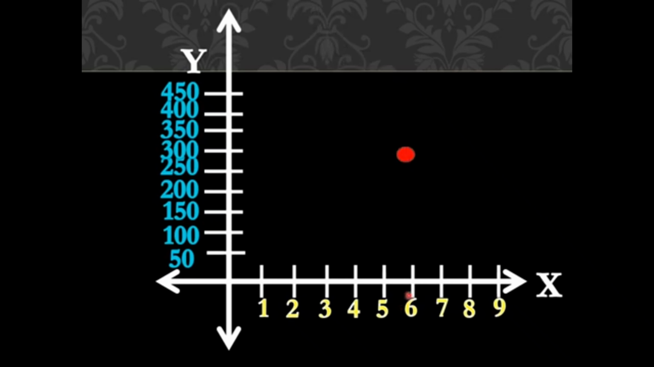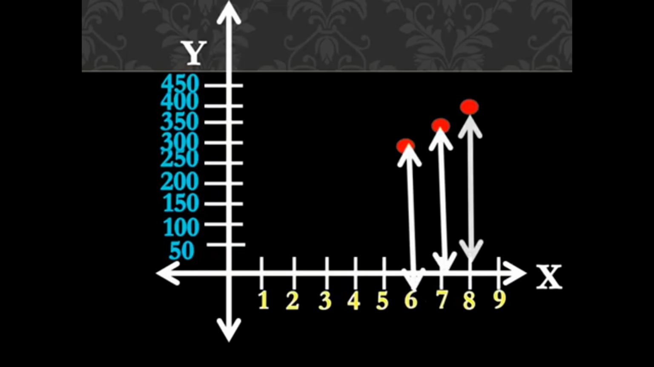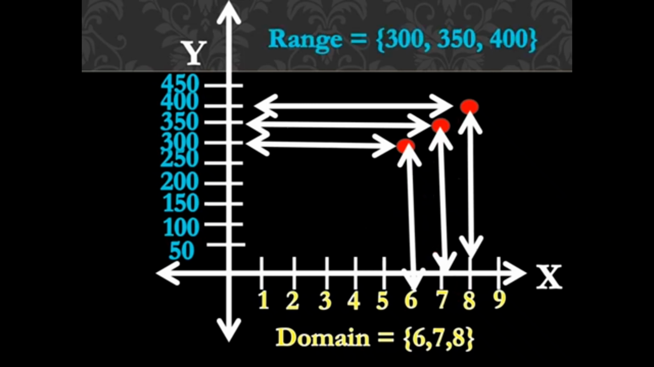Okay. So the first point will be located here because after 6 hours, how much will Sean earn? That is 300. And then after 7 hours, after 8 hours. So as you can see, 6 is for 300, 7 is for 350, and 8 is for 400. So the domain is 6, 7, and 8 because these are the parts of the x-axis. For the range, we have 300, 350, and 400.